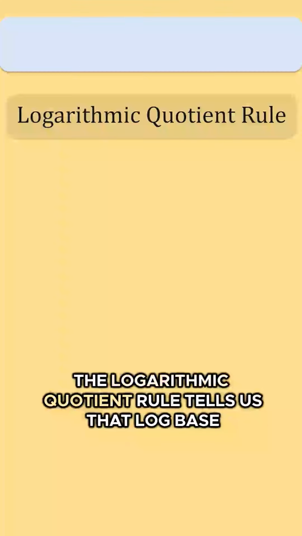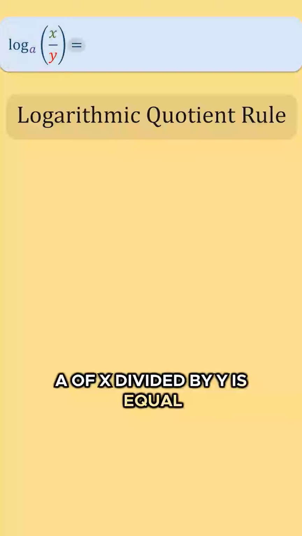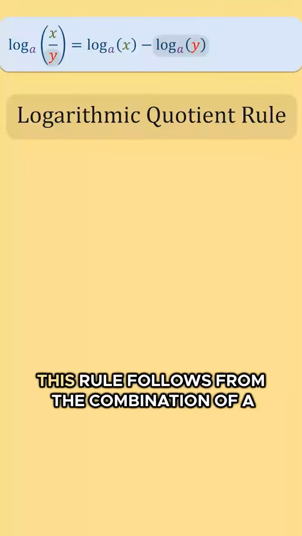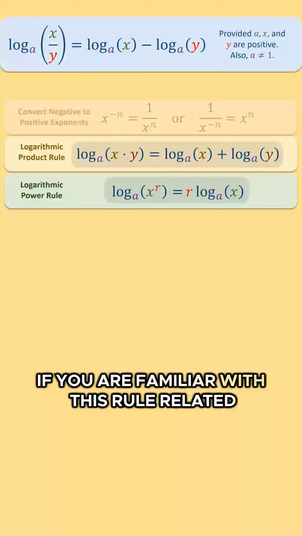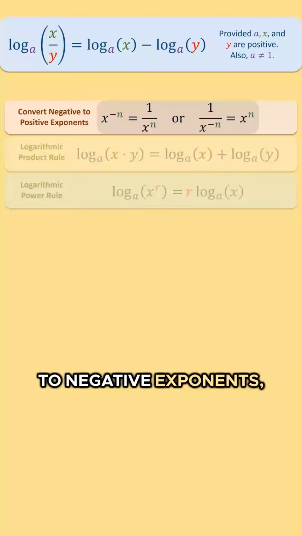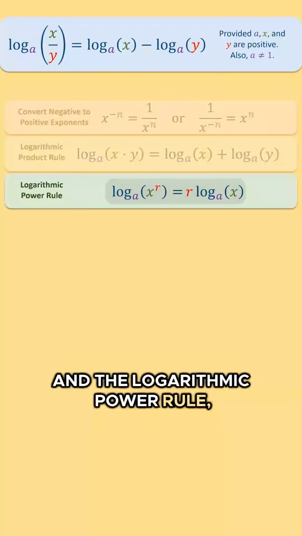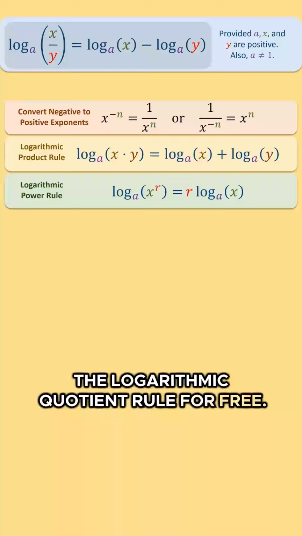The logarithmic quotient rule tells us that log base a of x divided by y is equal to log base a of x minus log base a of y. This rule follows from the combination of a few rules related to exponents and logarithms. If you are familiar with this rule related to negative exponents, the logarithmic product rule, and the logarithmic power rule, we can leverage these three rules to get the logarithmic quotient rule for free.